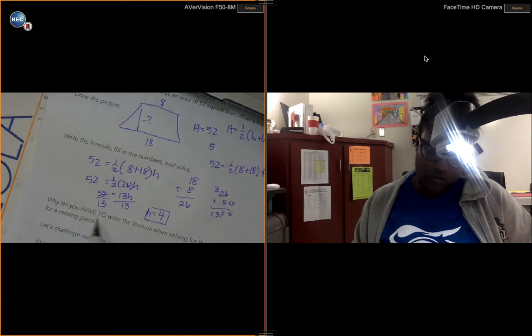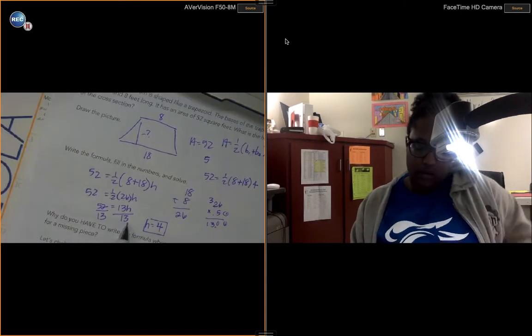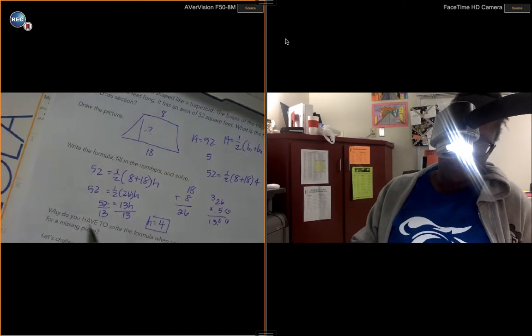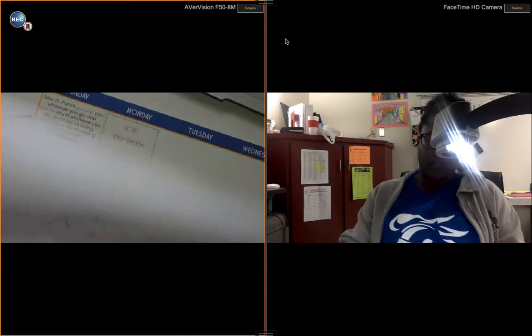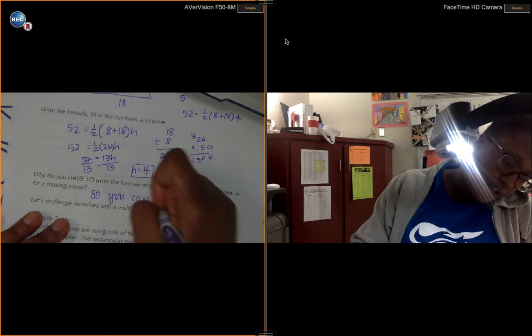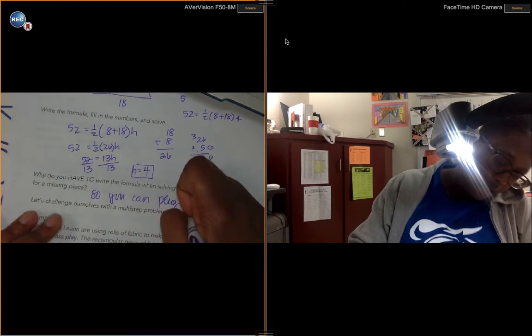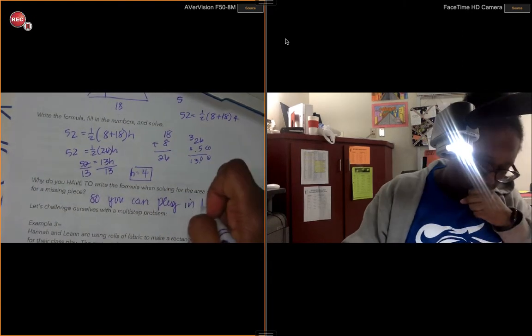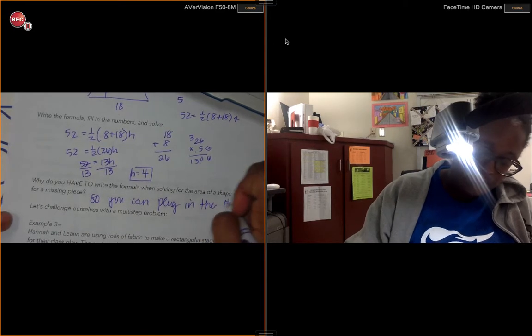Why do you have to write the formula when solving for the area of a shape or a missing piece? That is so that you can plug in the numbers.